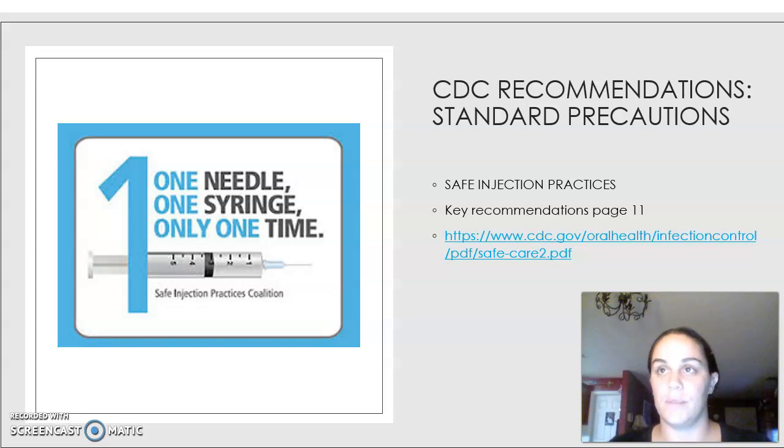The same needle and same syringe should not be touching the patient twice. It should not be touching a vial twice. It needs to be disposed of immediately after one single use.